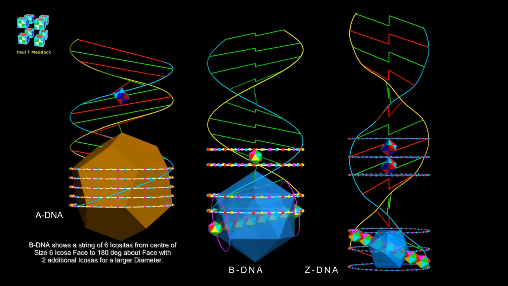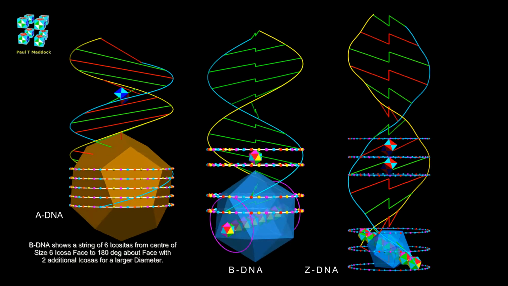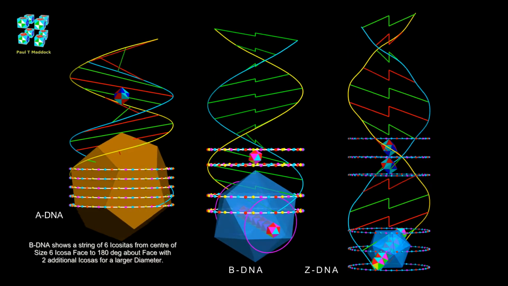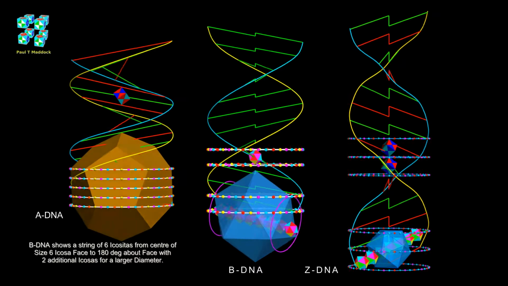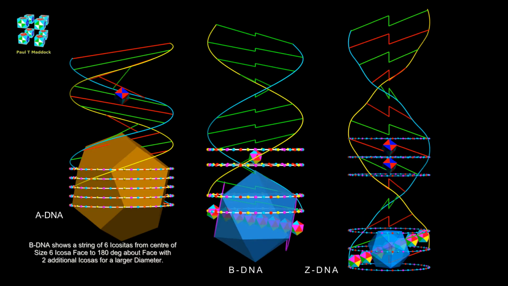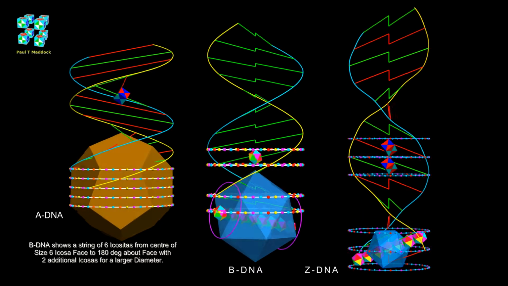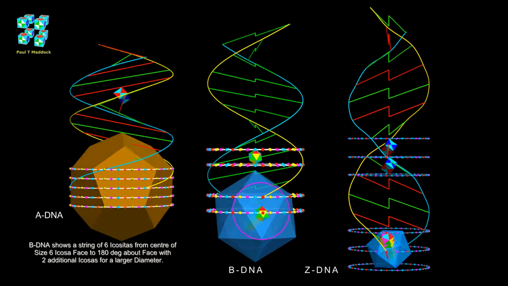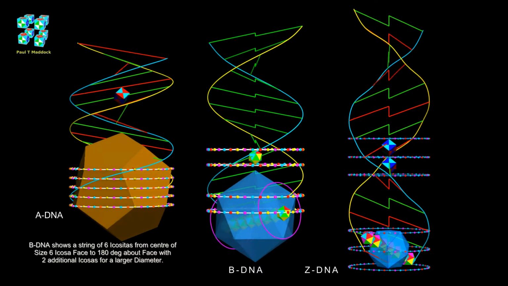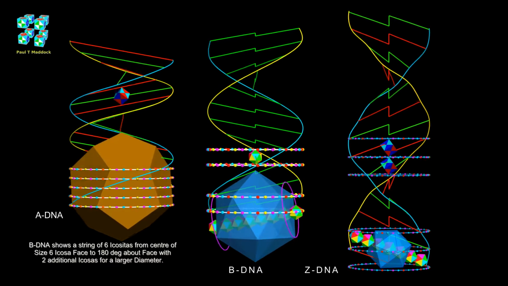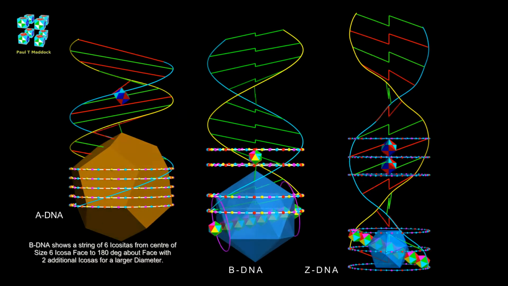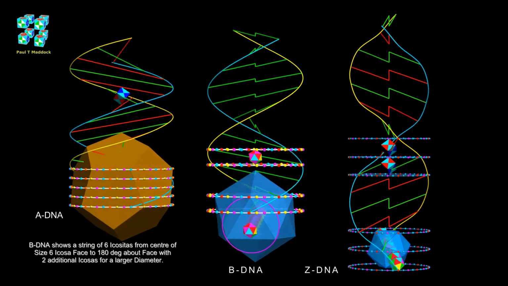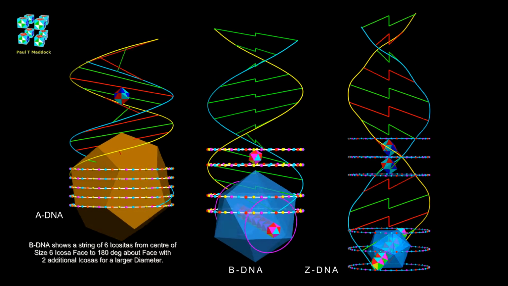Okay, let's have a look at the B-DNA. Now if you look at the bottom of the B-DNA, I'm showing a size 6 icosa. I'm showing a string of 6 size 1 icosas going from the center point of the face of the icosa to the center point of the opposite face. Now you can also see that this string of icosas is sloping. That's the way the geometry is.